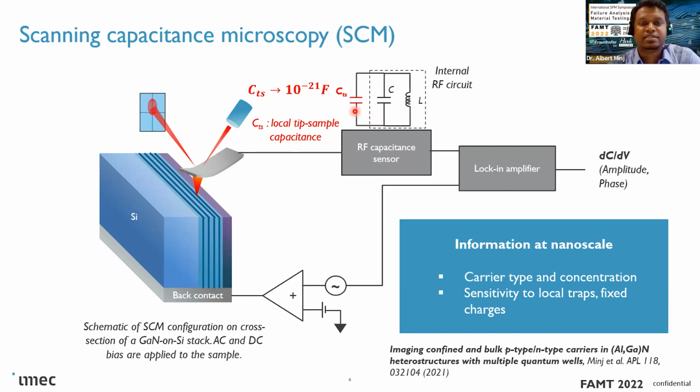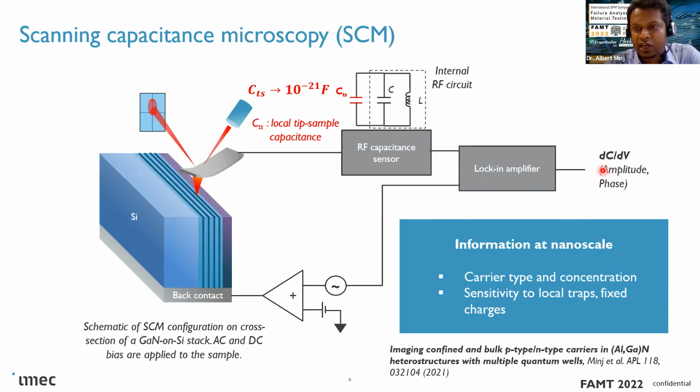Usually this change is too small to be analyzed in its direct form, so we make use of the lock-in technique, and this allows us to look at the capacitance in the form of differential capacitance, dC/dV, which is actually a high frequency measurement, because the frequency of measurement is around a gigahertz. And at the end, we have the signal in the form of amplitude and phase, depending on how you want to see your signals as the lock-in outputs.